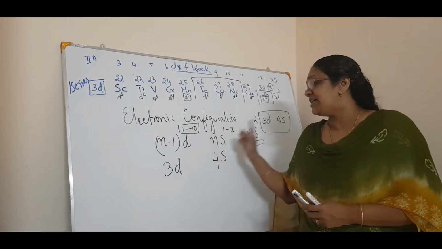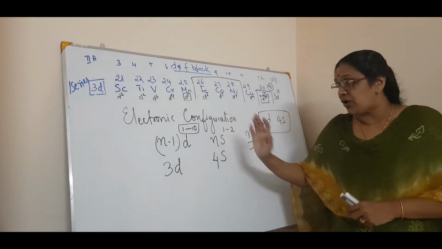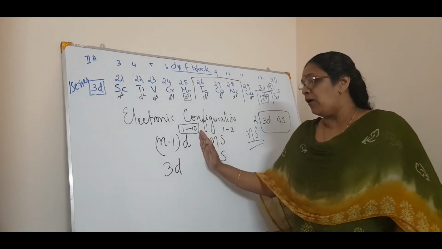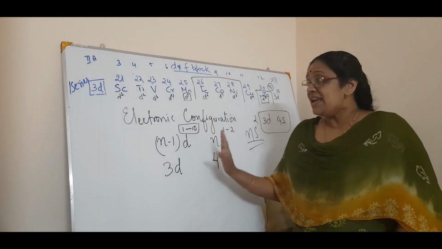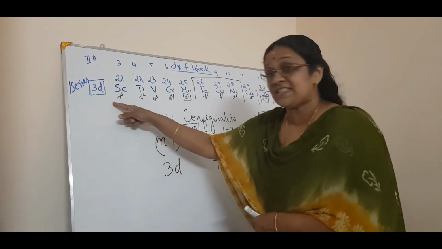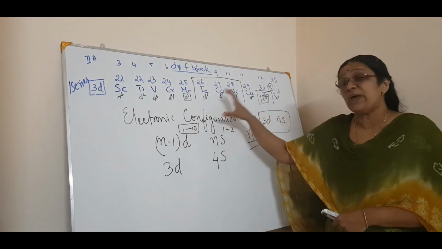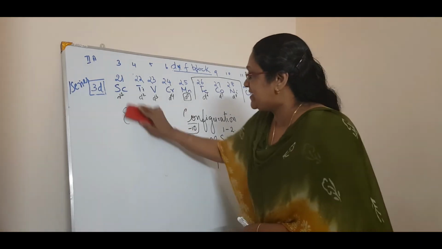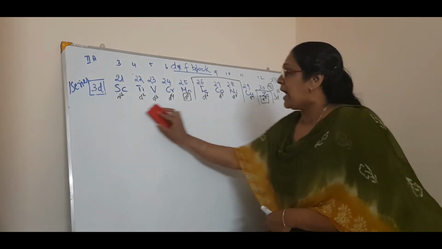That is why you put it as 1 to 2. Okay, so this is the general electronic configuration of the d block elements. Now we will write the electronic configuration of this first series, the 3d series, because this is very important. If I say the next chapter is coordination, there you have to apply this.